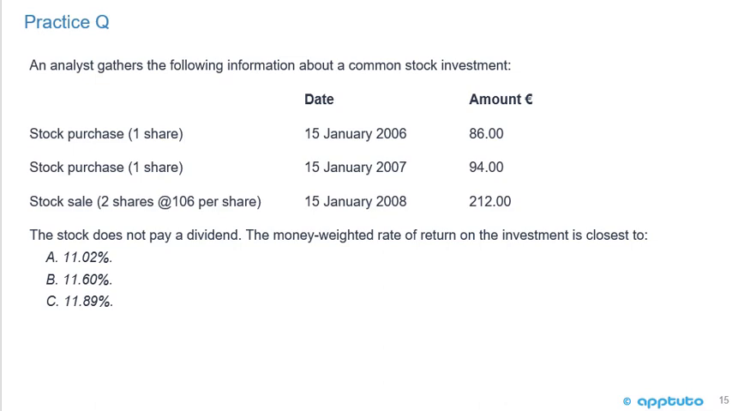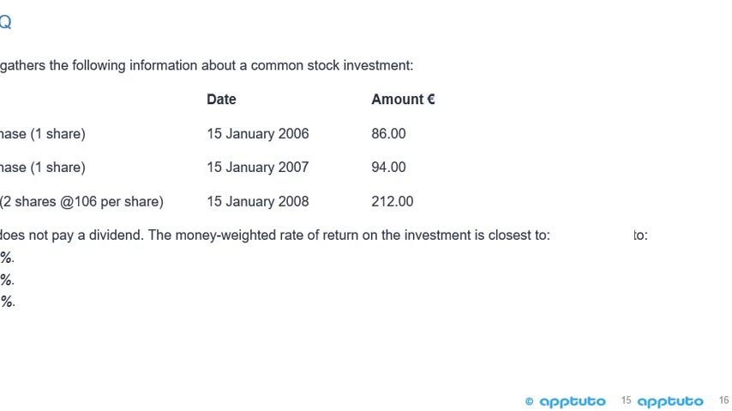In this one, an analyst gathers the following information about a common stock investment. There's a stock purchase of 1 share on the 15th of January 2006, 86 euros. Purchased another share a year later for 94 euros, and then sold the 2 shares at 106 per share for a total of 212 on the 15th of January 2008. The stock did not pay a dividend. The money-weighted rate of return on the investment is closest to A, 11.02%, B, 11.6%, or C, 11.89%.